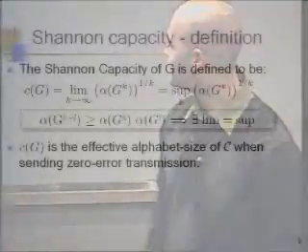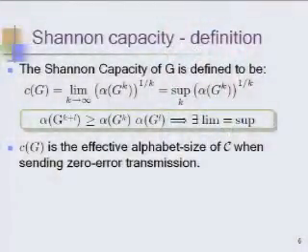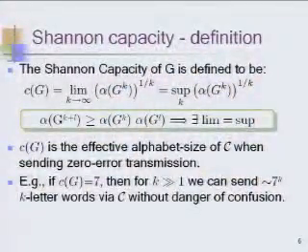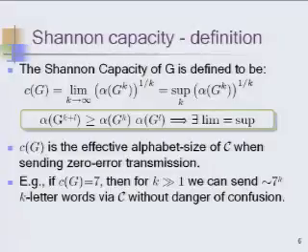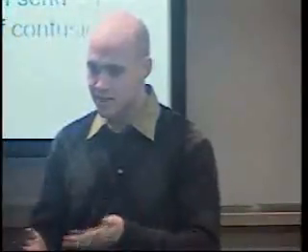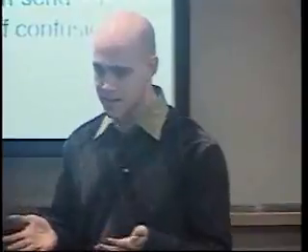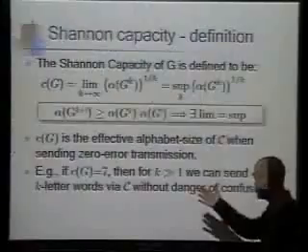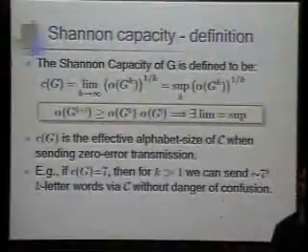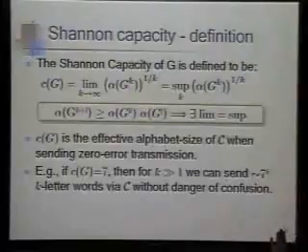And okay, what does it mean? It means that you should think of it this way. Suppose your input alphabet is A to Z, and you have some channel. Then instead of 26 letters, if the capacity is 7, it means that it's as if you had only 7 letters, but no confusion whatsoever.